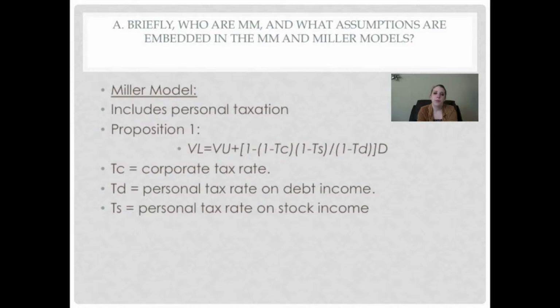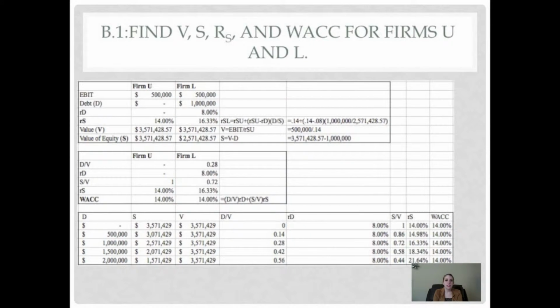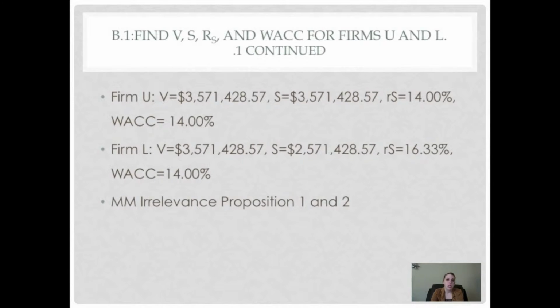So question B asks us to find the value, equity, and the cost of equity and the WACC for firms U and L. To do this, I used the irrelevance theory that was previously discussed and those formulas. So then I came up with the totals for firm U, their value equaling $3,571,428.57, and that would be the same as the value for firm L, assuming that irrelevance theory.